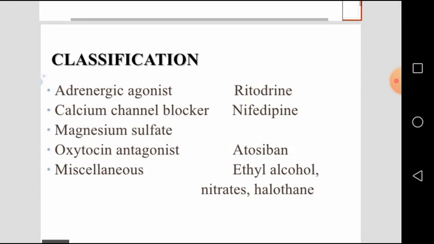Coming to the classification: adrenergic agonists, they are ritodrine. Then calcium channel blockers, for example nifedipine, and magnesium sulfate. Then the oxytocin antagonist is atosiban. Then miscellaneous are ethyl alcohol, nitrates and halogens.